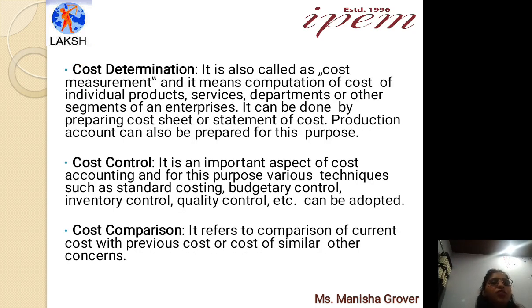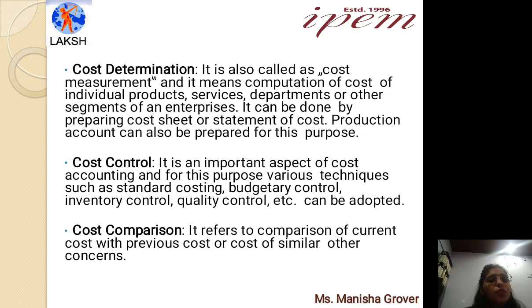Then next is cost determination. Cost determination is also known as cost measurement, and it means computation of the cost of individual products and services, departments and other segments of an enterprise. Basically, under cost determination, we get to know how much cost is involved in a certain product while manufacturing, and how much cost is incurred in providing services to the customer for better selling or goodwill of the company. If we have employees and various departments, they incur certain costs, so we can determine it with the help of cost accounting. There are many other segments too, so we can identify it accordingly.